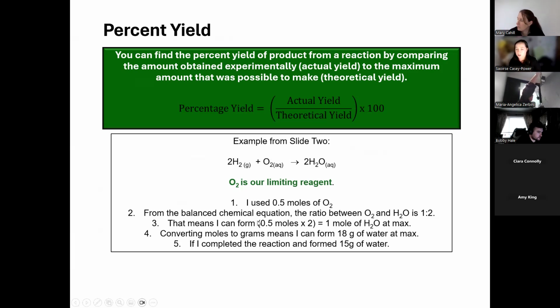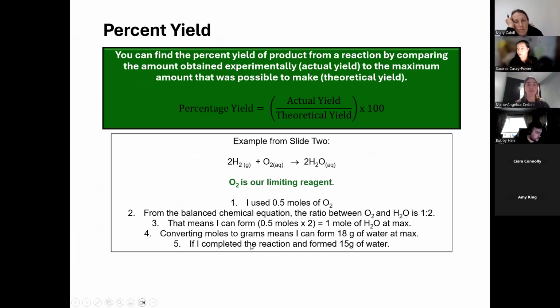So it's a 1:2 reaction. I use 0.5, I multiply that by 2 to find out how much product I can make, and from what I use, I can only make 1 mole of water at most. Nothing else is going to form because oxygen is going to run out.